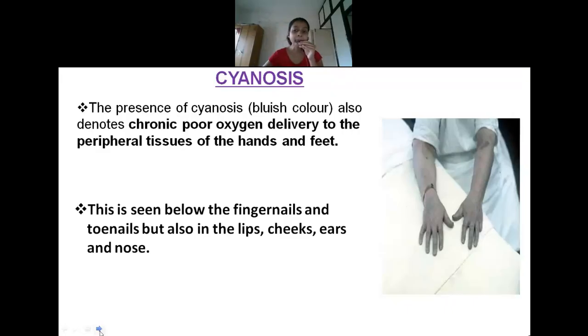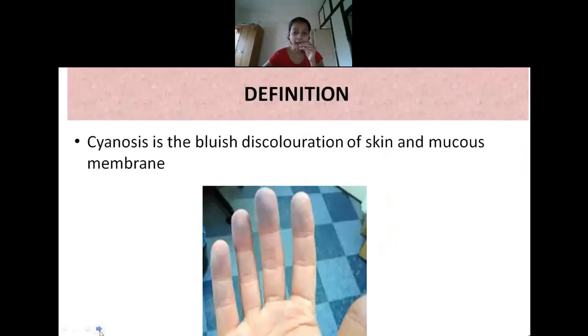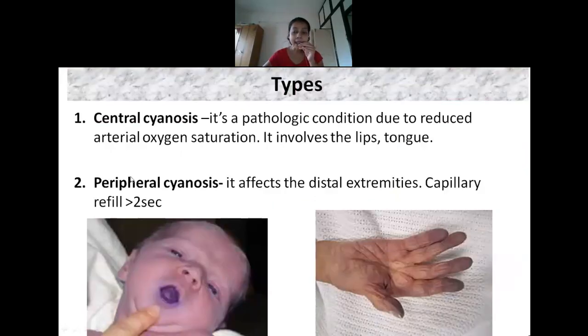So that is why cyanosis is divided into two types, central cyanosis and peripheral cyanosis. As the name suggests, central cyanosis means cyanosis in the lips or around the mouth or tongue. Your lip or tongue will become bluish, that is called central cyanosis. Peripheral cyanosis means bluish discoloration in the periphery, especially your hands and legs.